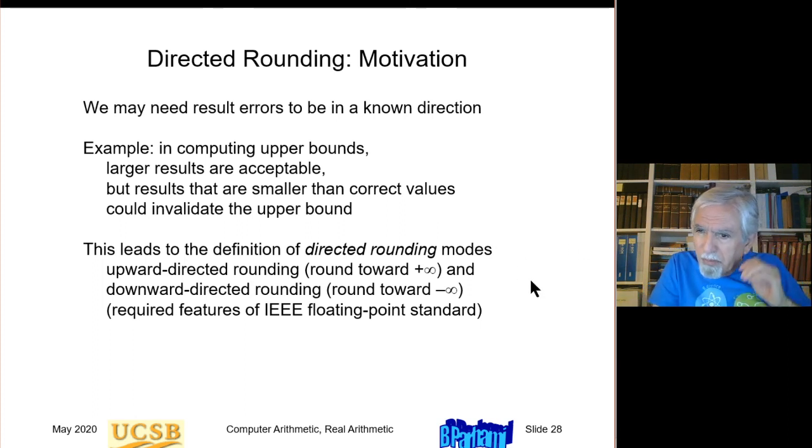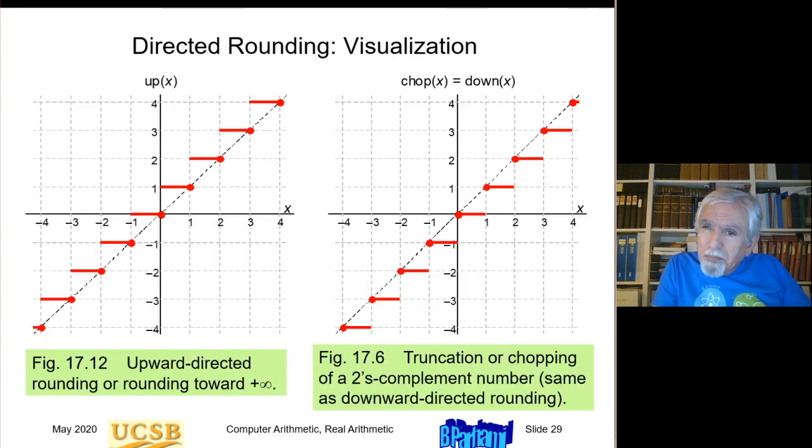Similarly for lower bound. When we talk about interval arithmetic in the lecture after the next one, you'll see that these directed rounding modes are quite useful for interval arithmetic. So this is a visual representation of directed rounding. With upward rounding, the rounded value is always at or above the exact value. With downward rounding, the rounded value is always at or below the value being rounded.